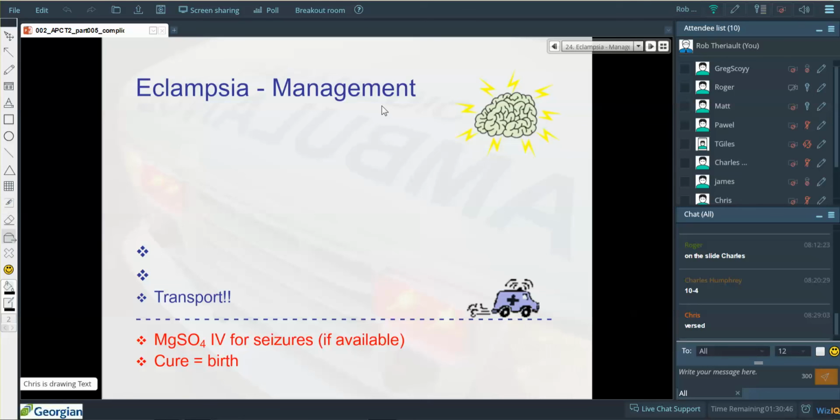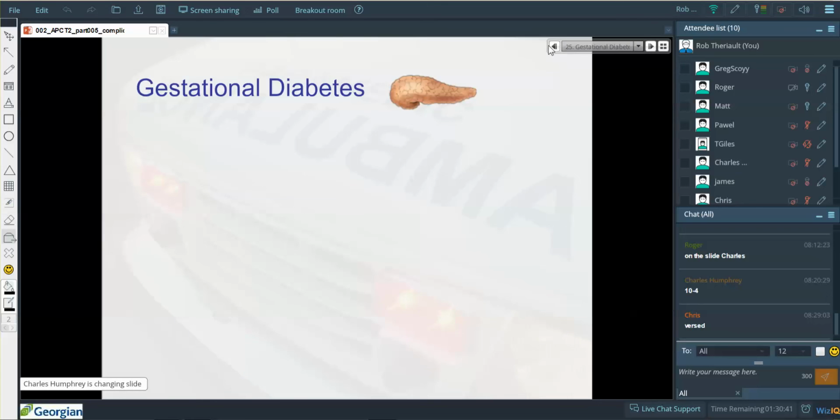So IV access and Versed. Good. And check blood sugar, obviously. That's number one. With any seizuring patient, we check blood sugar first, and then midazolam. So on that subject, blood sugar, gestational diabetes.